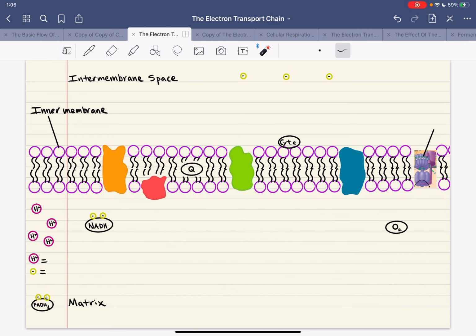What else? We have a little key here on the side. The little gold circles, those represent electrons. And the little pink circles with the H+, those are protons, also known as hydrogen ions. They are charged. They have a +1 charge.